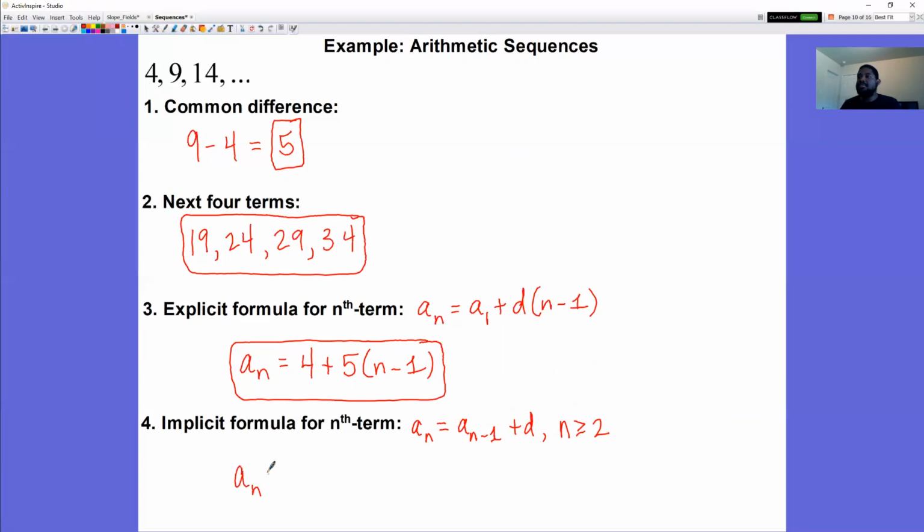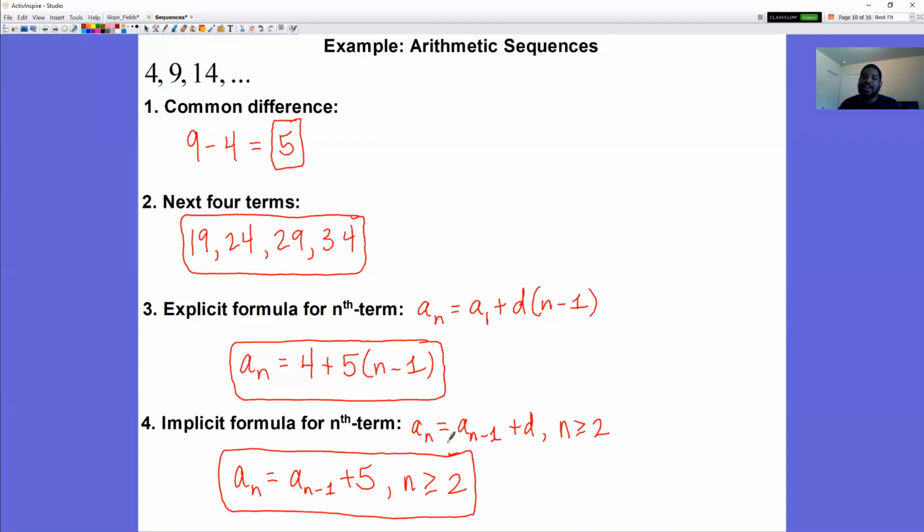So a_n here would be a_(n-1) plus our common difference, which is 5, for n greater than or equal to 2. And you have to say the restriction on n, or it's going to be implied. You can just start plugging in any value of n. Okay, so if you understood that, then you'll be able to do this example here.